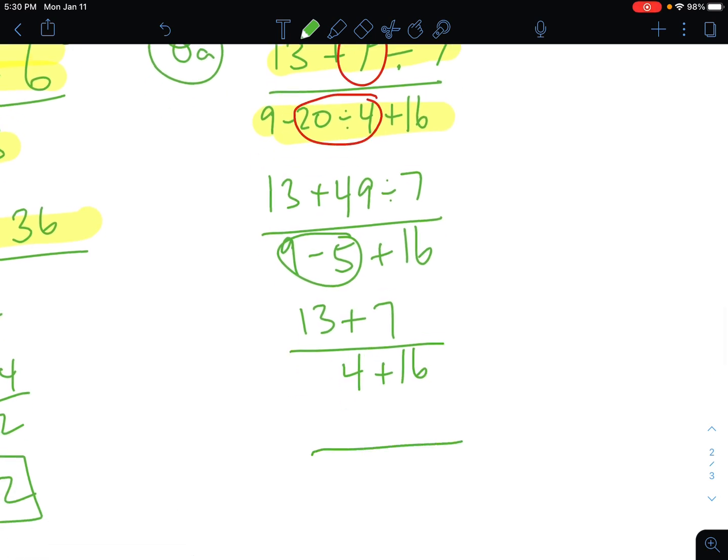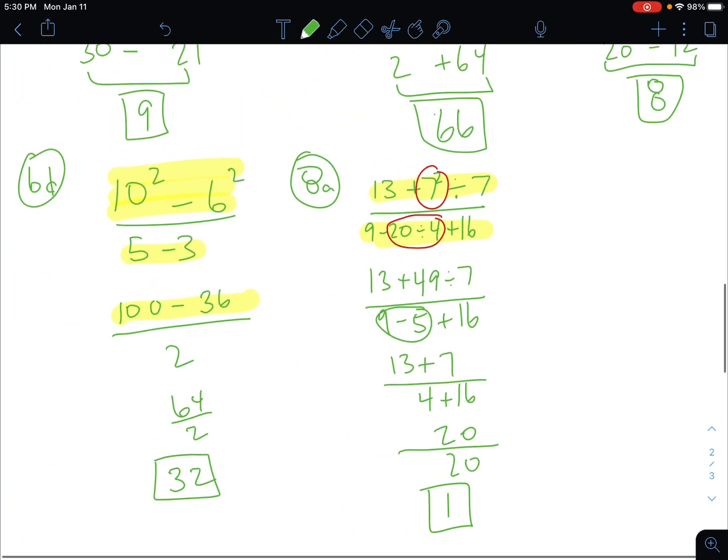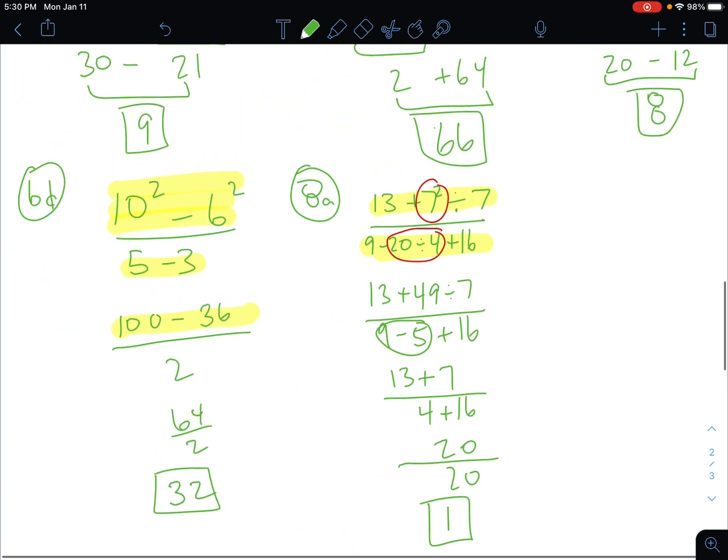All right, 13 plus 7 is 20. 4 plus 16 is 20. And 20 over 20 equals 1. Whew, complicated. A couple different ways you could have handled that, but that's how I chose to do it.